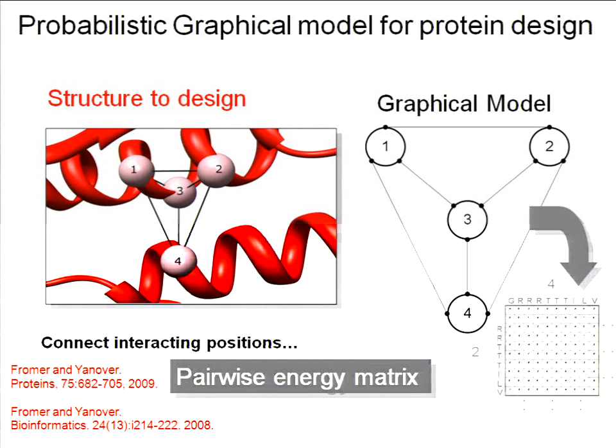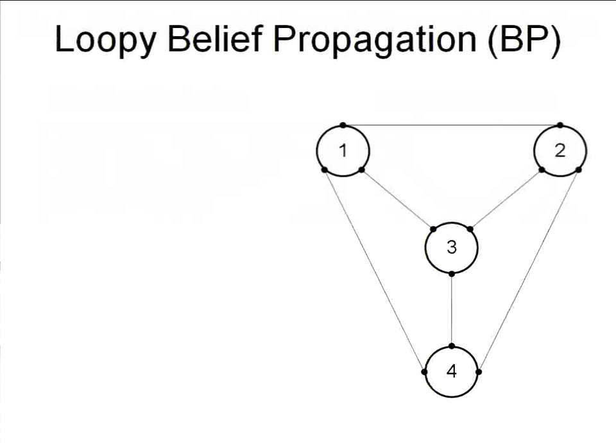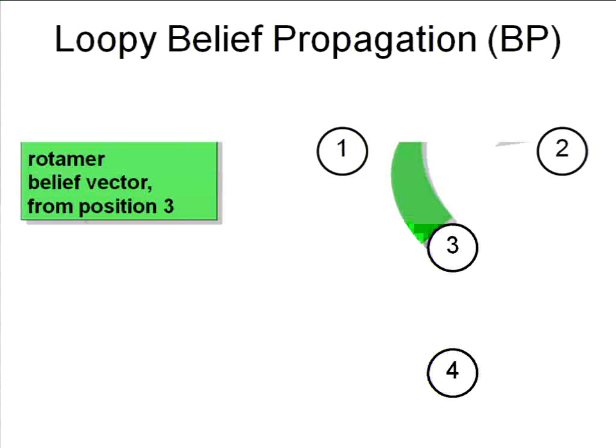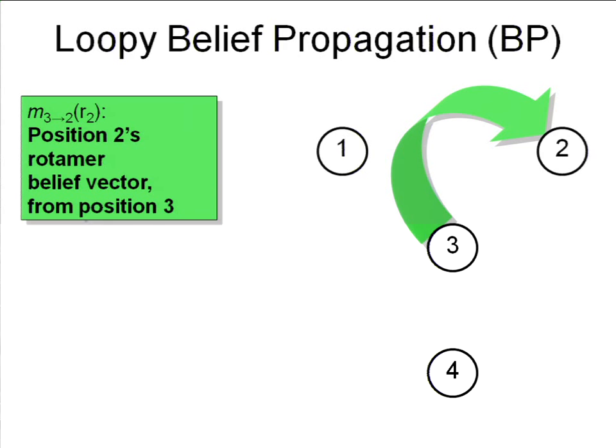And now you want to use this graphical model to predict the lowest energy sequences. So what we've done is we've used a loopy belief propagation algorithm, which is a well-known algorithm in the field of probabilistic graphical modeling. And I'll go over that quickly. So basically, what happens during the loopy belief propagation algorithm is that messages are passed from one neighboring node to the other neighboring node. In this example, node 3 will be passing messages to node 2.